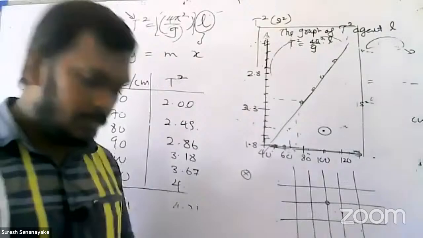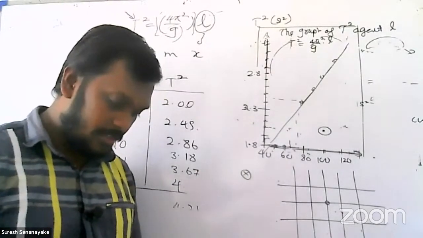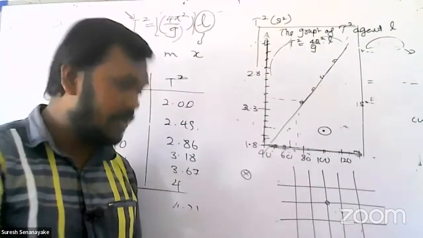Okay. Is it clear up to this point? Okay, here then the plotting, the drawing of the graph. I'm giving you these points, point-wise.